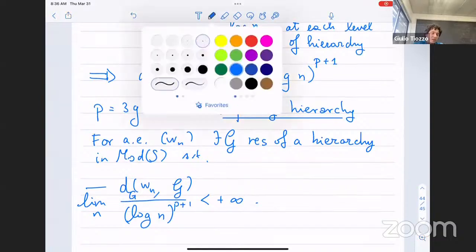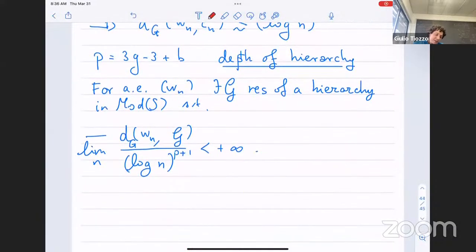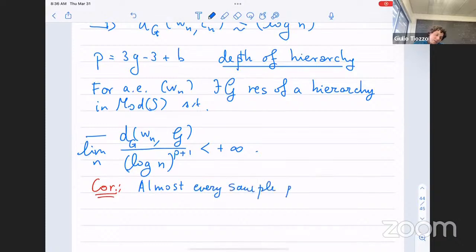So clearly from here, we get everything. Moreover, the other thing that you get is that G is indeed kappa-Morse. So almost every sample path sublinearly tracks a kappa-Morse quasi-geodesic.